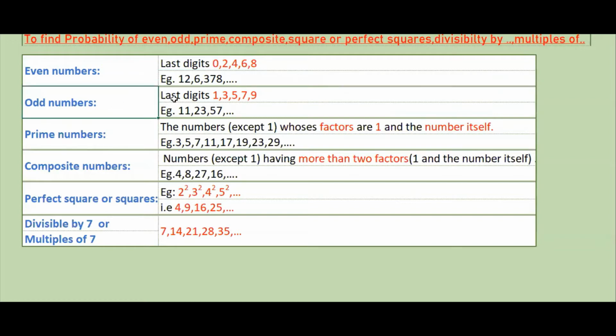And odd numbers' last digits are 1, 3, 5, 7 and 9. For example, 11, 23, 57, etc. These numbers are called odd numbers. And prime numbers are the numbers, except one, whose factors are 1 and the number itself. For example, 3, 5, 7, 11, 17, etc. If you see, these numbers have only the factors 1 and the number itself.